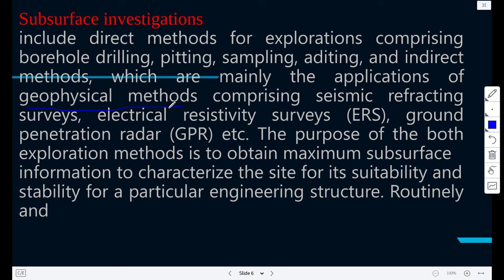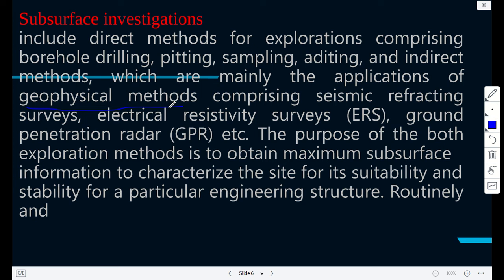Once you decide the kind of samples you want to collect, the drilling, the auditing you want to do, you just do what is necessary, and then additional information can be obtained through indirect methods, like the geophysical methods I've said, like the seismic refraction, the electrical resistivity, ground penetration radar, etc. So you can send waves into the rock, and depending on the speed... I think you should know all these things: the geophysical methods, the surveys, electrical resistivity, ground penetration radar, etc.